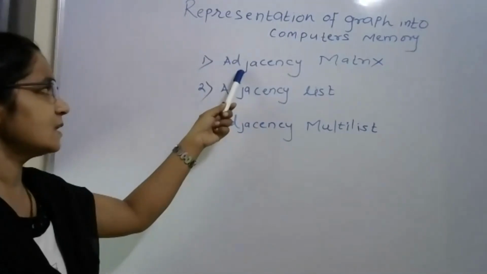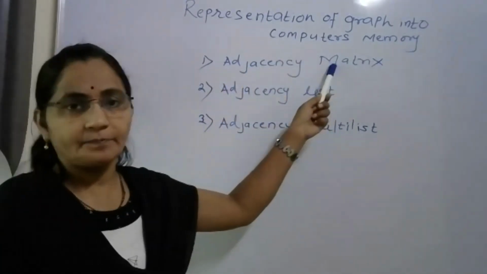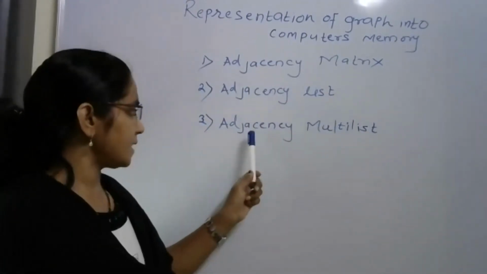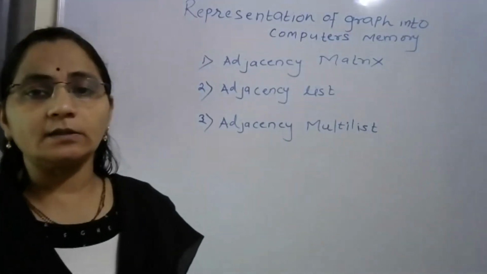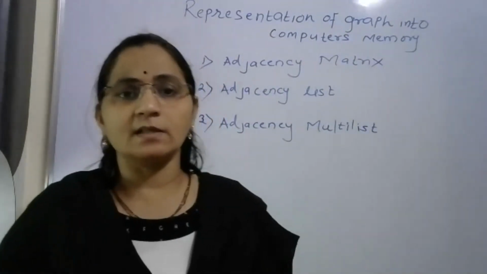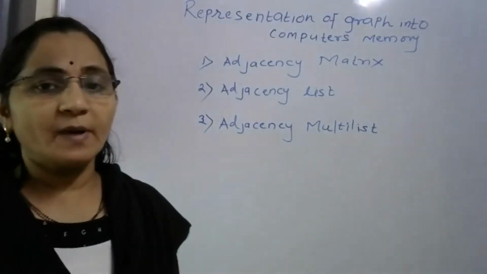The first way is adjacency matrix. The second way is adjacency list, and the third way is adjacency multilist representation. So these are the three different ways by which we can represent the graph into the computer's memory. We see one by one.